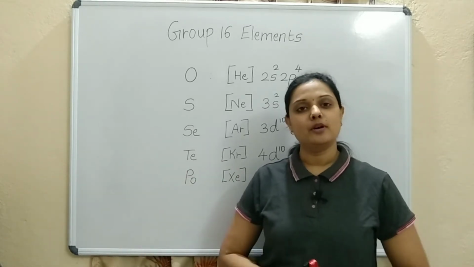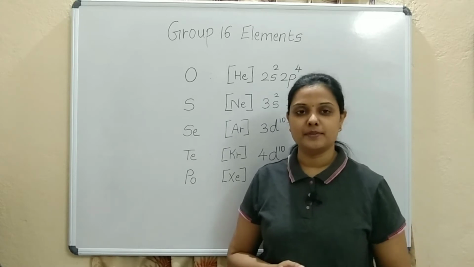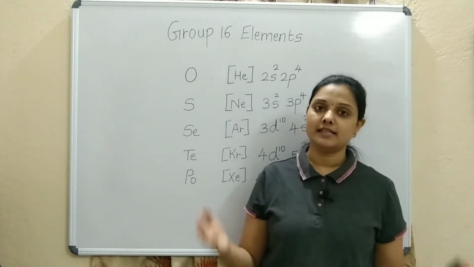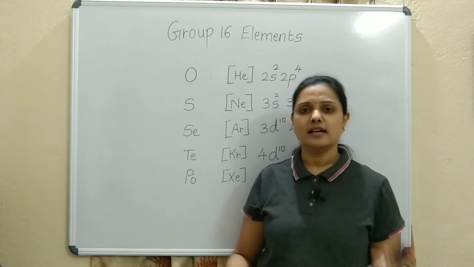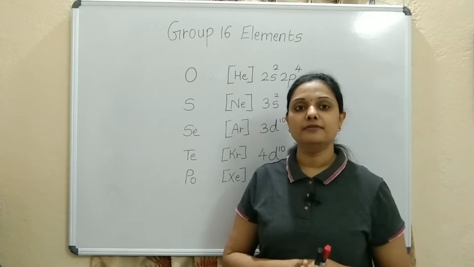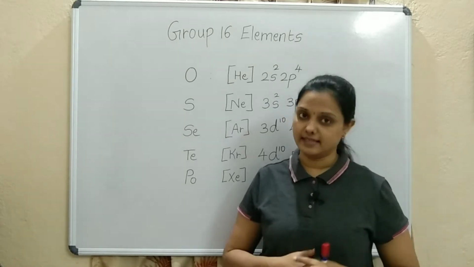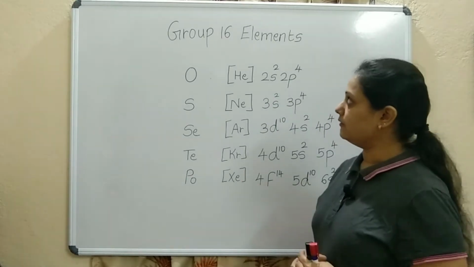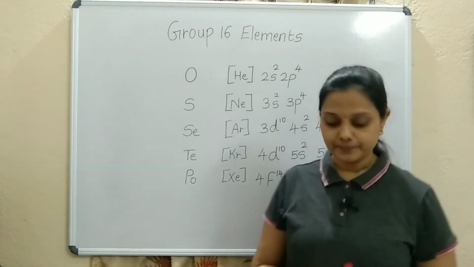The entire P block chapter is a concept based chapter, where the atomic radius decreases or increases, ionization enthalpy increases or decreases. So it is completely concept based, where you have to understand why it is increasing or decreasing. The reason you should know. Correct. So let's begin with group number 16 elements.